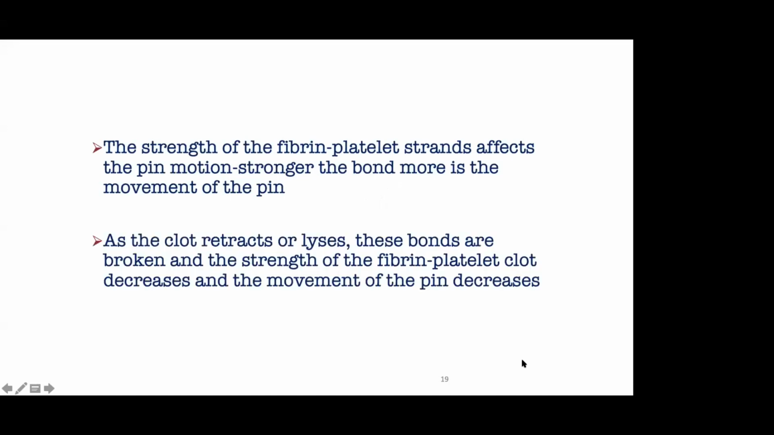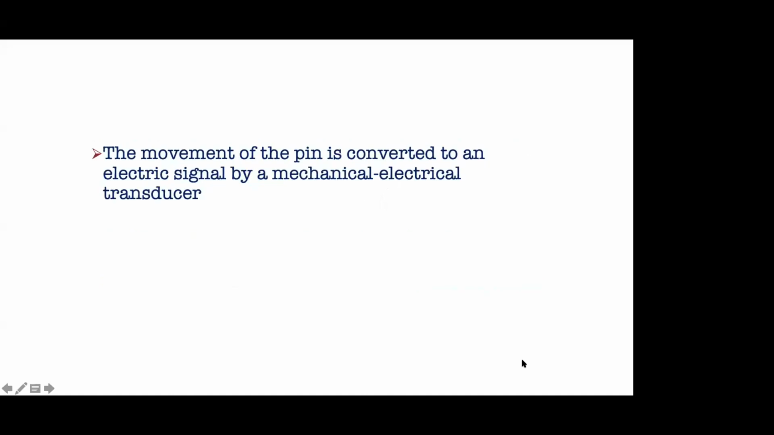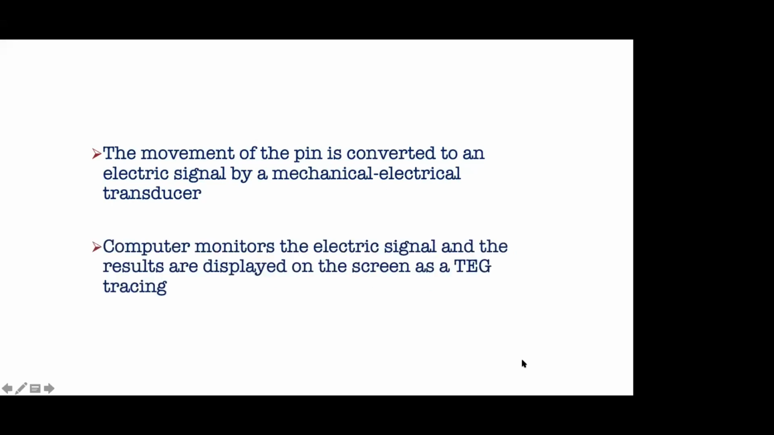As the clot retracts or lyses, these bonds are broken and the strength of the fibrin platelet clot decreases, and the movement of the pin also decreases. The movement of the pin is converted to an electric signal by a mechanical electrical transducer. The computer monitors the electric signal and the results are displayed on the screen as a TEG tracing.